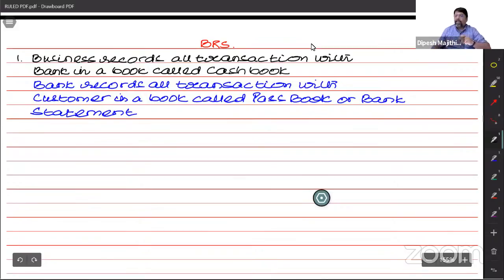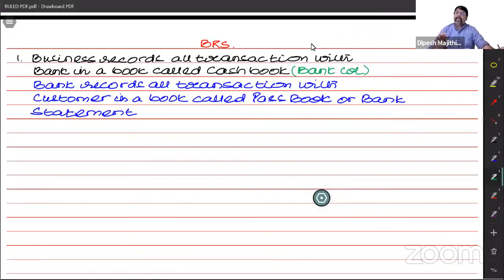Correct. Now chartered, in cash book, you had studied single column cash book, double column cash book, triple column cash book. Yes or no? In the triple column cash book, you have got a cash column, bank column, discount column. Chartered, remember, we are interested only and only in the bank column of the cash book.